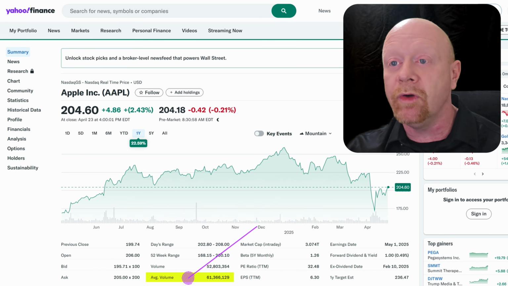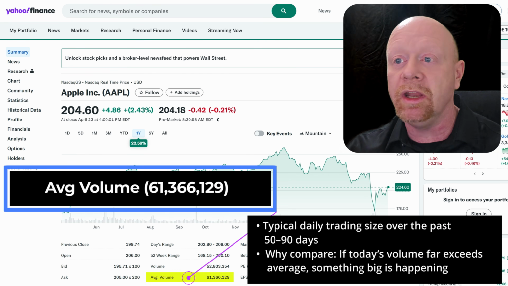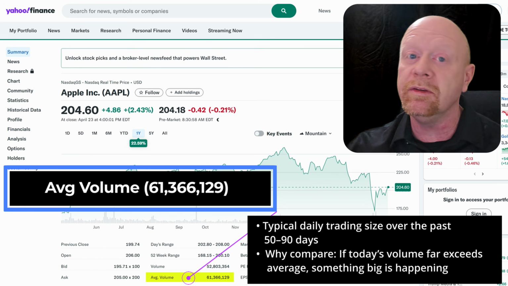Number 8 is the average volume. This is typically the daily trading size over the past 50 to 90 days.